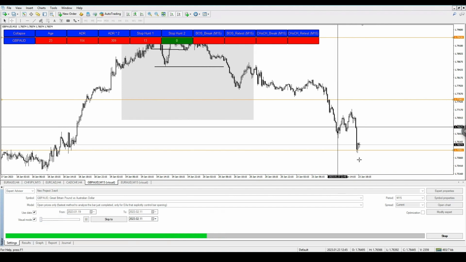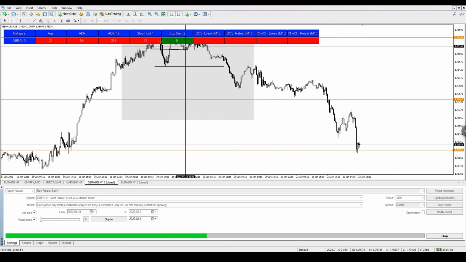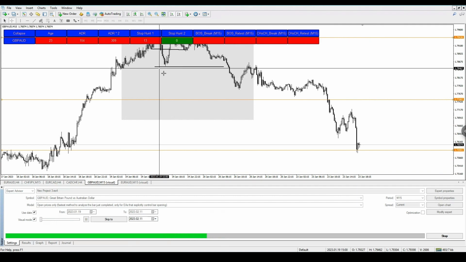And right there. So now we can see TP2 has been hit. And again, stop hunt 1 is still bearish. This is what I'm talking about, guys and girls. This is absolutely beautiful what I'm showing you here. So this is how you would have been able to take your trade setup, as simple as that.